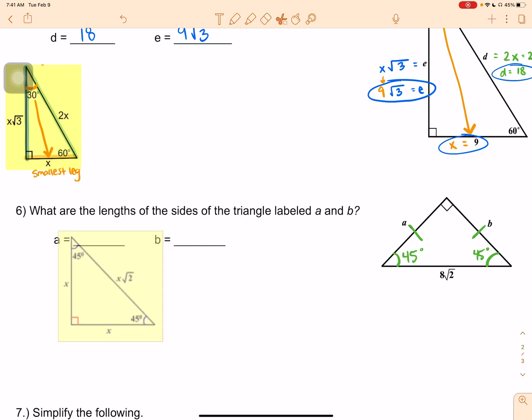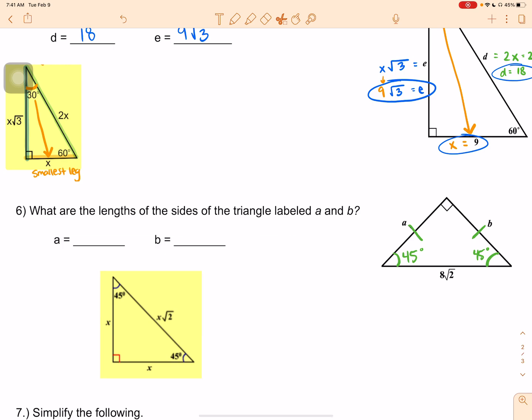There we go. Okay, so the sides that are across from the 45 degrees are called legs. All right, so we see here that our legs are A and B. Our legs are just equal to x, whereas the hypotenuse is x times root 2. Okay, so this is the hypotenuse. It's across from the right angle, so this here is our hypotenuse.